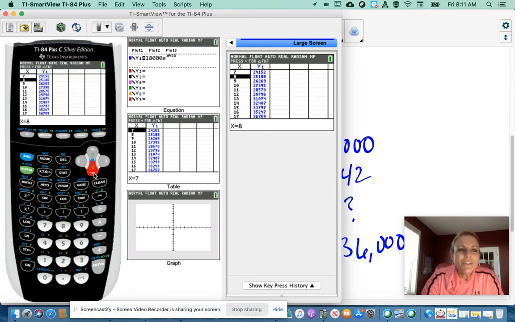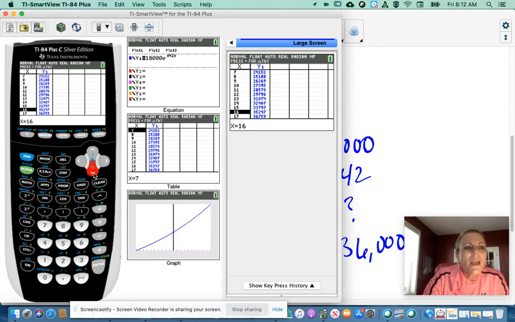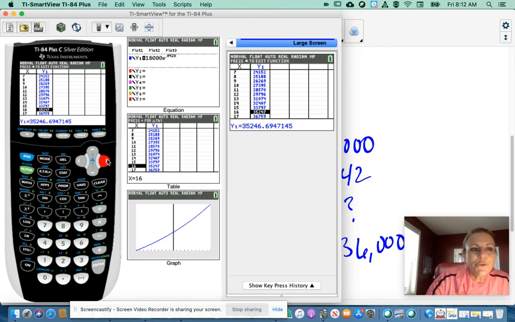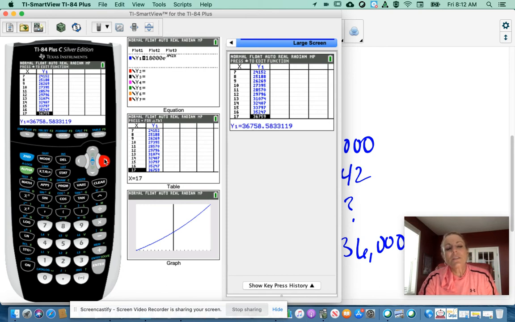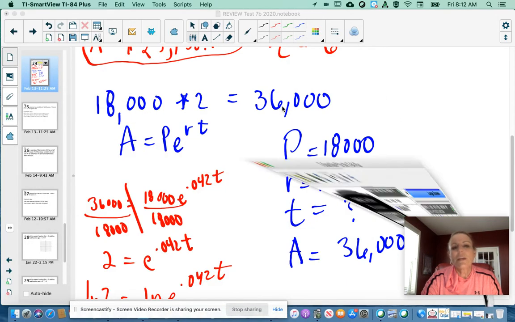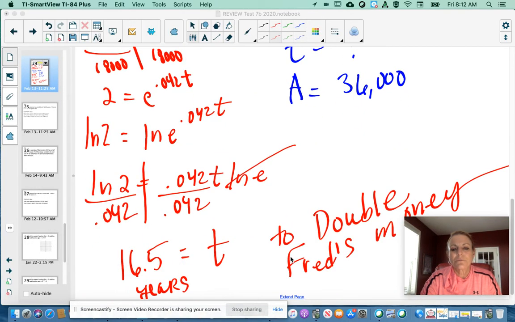Now, second graph. Aha. Look at this, you guys. If I scroll down, after 16 years, Fred's money is worth $35,247. I want to know how long it's going to take to get to 36,000. So there it is, 17. So the calculator gives us an approximate answer. Algebraically, you get the exact answer. It's actually 16 and a half years. So we use our calculator to check our answer there.